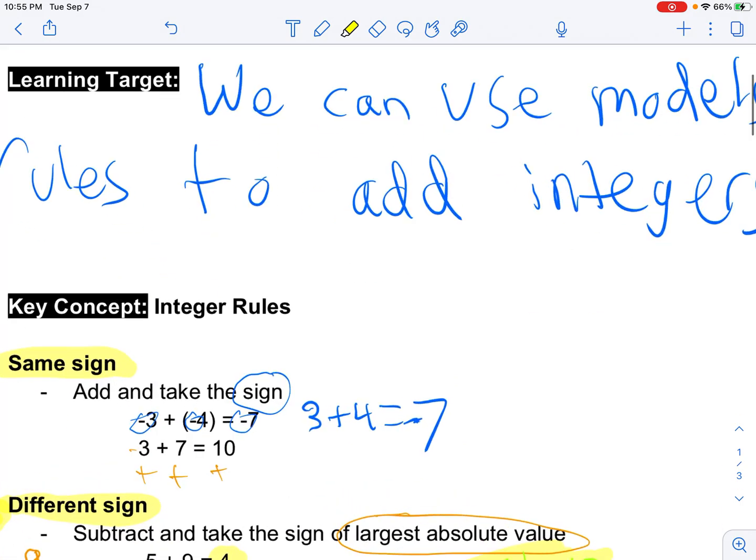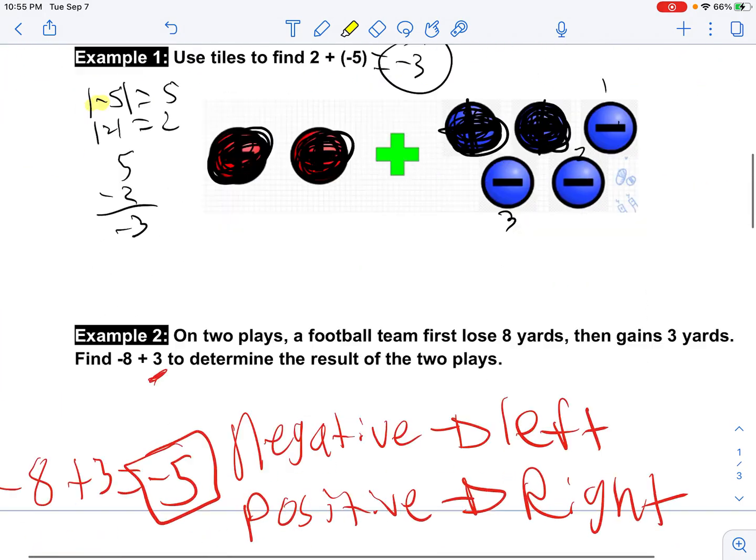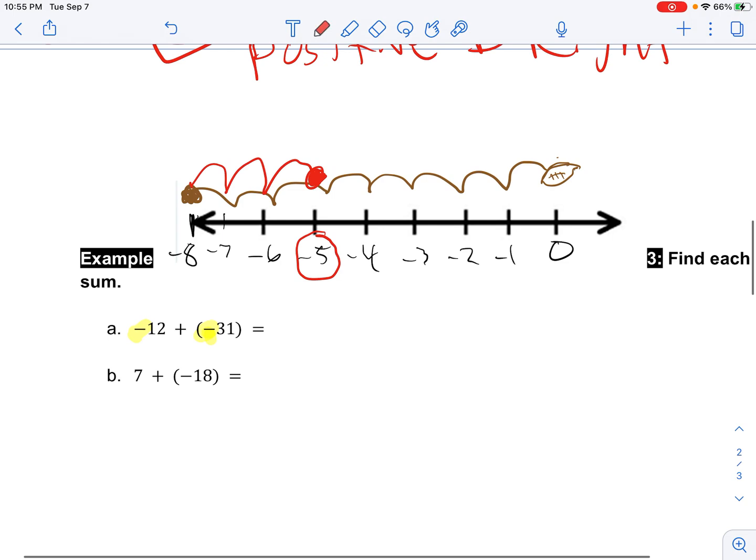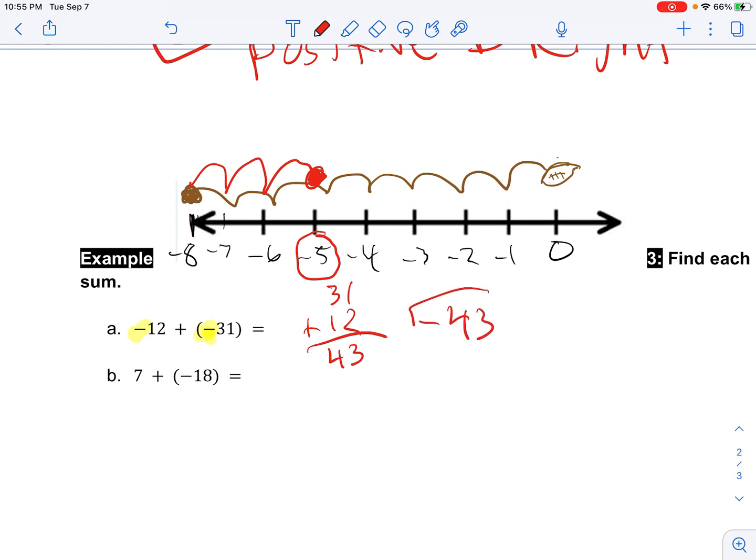If I look at my rules, again, same sign, add and take the sign. So I'm going to say 31 plus 12 is 43. And then both my signs are negative, so my answer is -43. If there's no sign attached, that means it's positive.